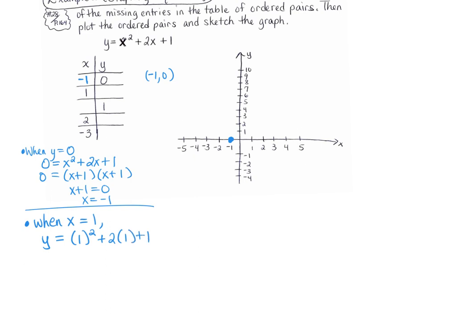What are we using? We are using the blue highlighted, right? And so then we get y is equal to 1 squared, which is 1, plus 2 plus 1, which gives us 4. So this blank here is 4. What's the corresponding point? 1, 4. And then we plot 1, 4. So go over 1 and go up 4.